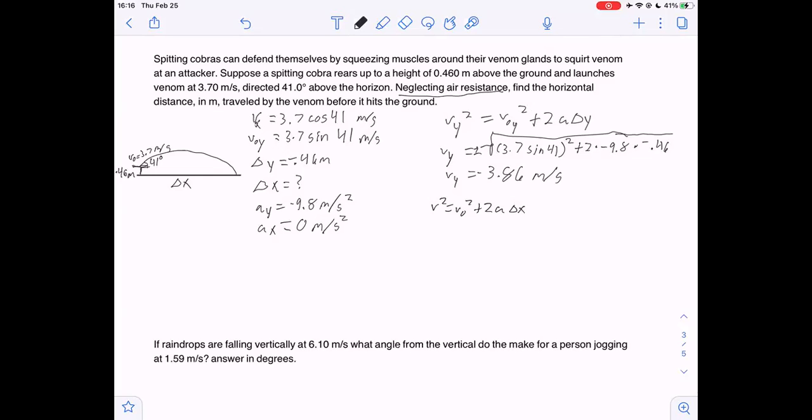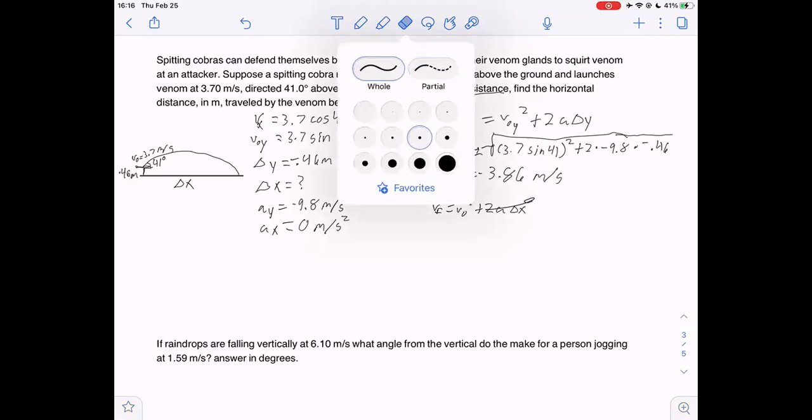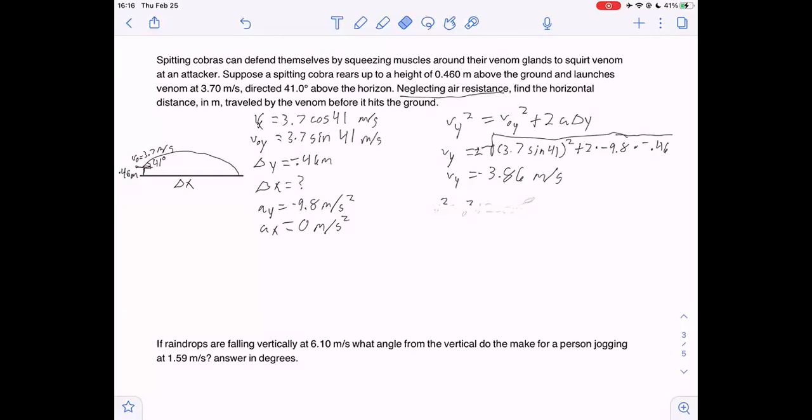Okay. So the problem with this equation, what's our acceleration in the x direction? Anything times 0 is 0, right? So this equation just simply says and proves that our final velocity is equal to our initial velocity. Does that make sense? So we can't use that. So what's another equation we could use to find our delta x?